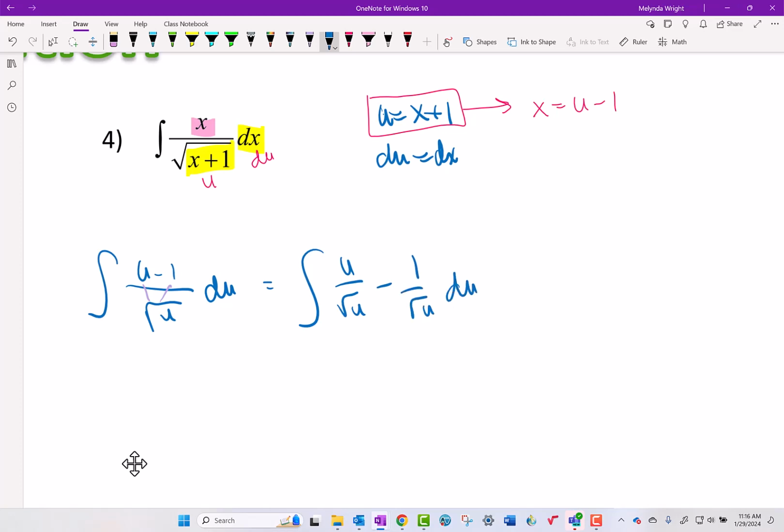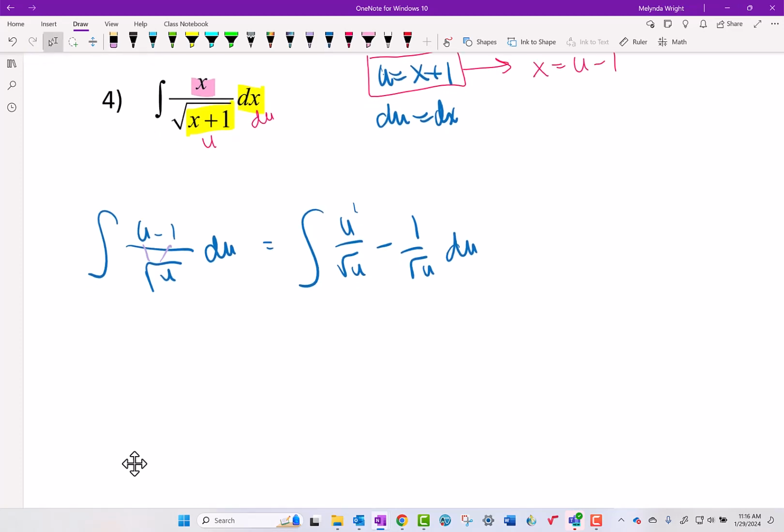This first fraction I can simplify, right? That's u to the first over u to the 1/2, which would leave me what? If I have u to the first over u to the 1/2, what does that simplify to be? u to the 1/2. This is u to the 1/2, and that I'm just going to rewrite in exponential form. That's u to the negative 1/2. Okay?